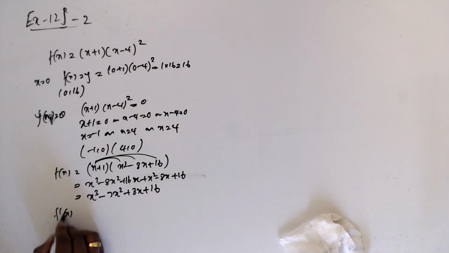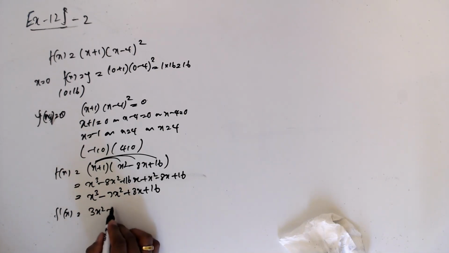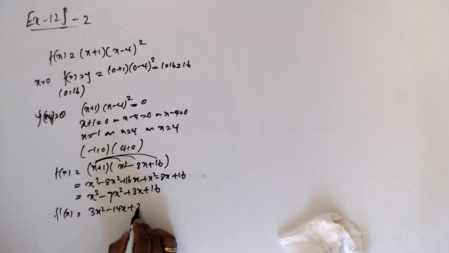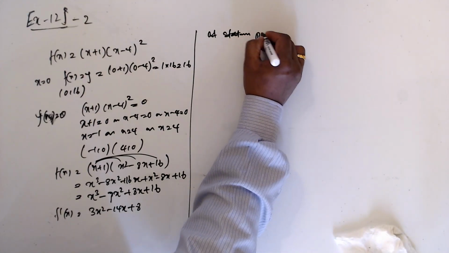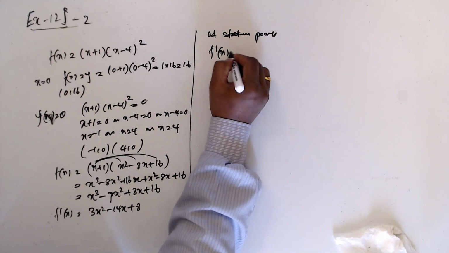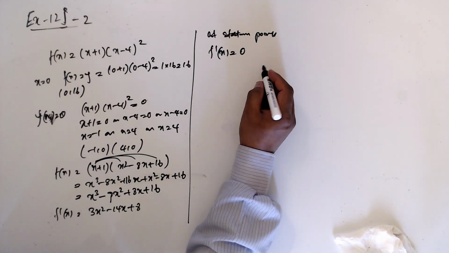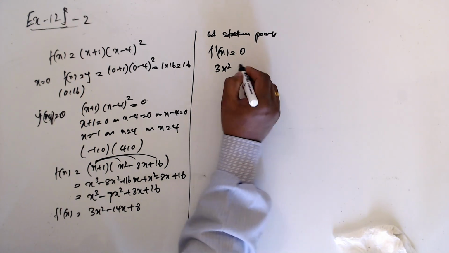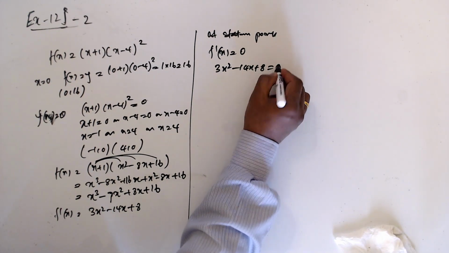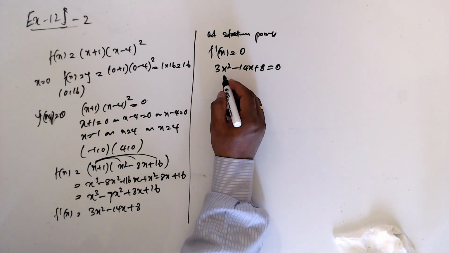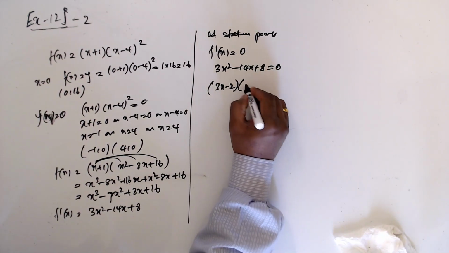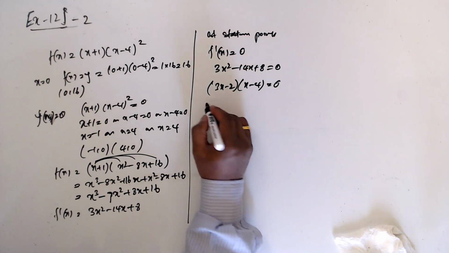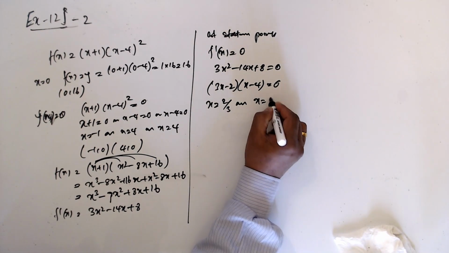Now let's take f dash x. This is going to be 3x squared minus 14x plus 8. Now at a stationary point, f dash x equals 0. It means 3x squared minus 14x plus 8 equals 0. So you can bracket this out: (3x minus 2)(x minus 4) equals 0. So x equals 2 over 3 or x equals 4.